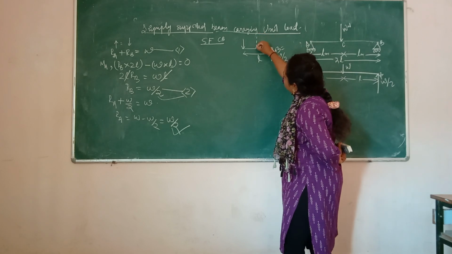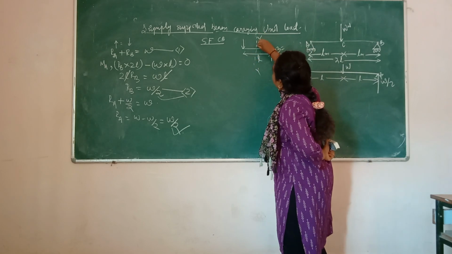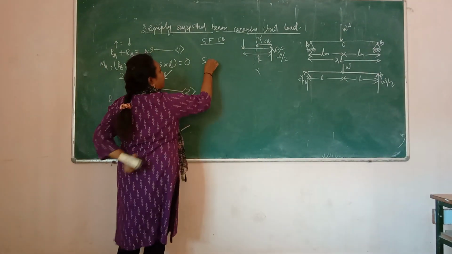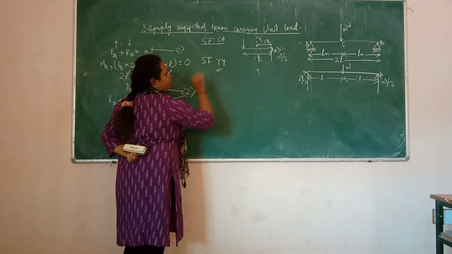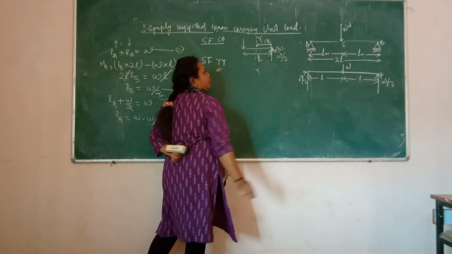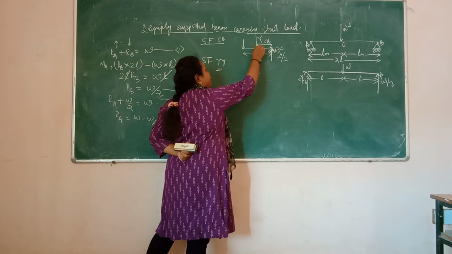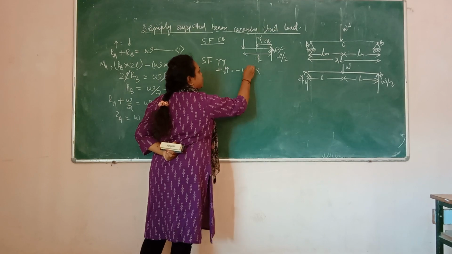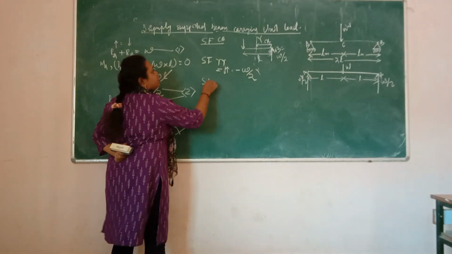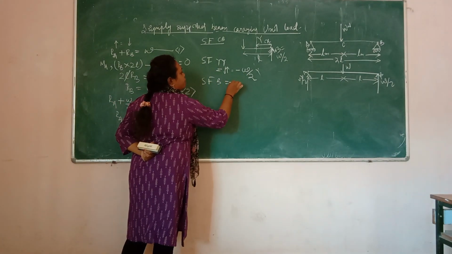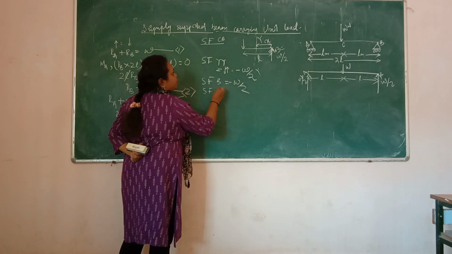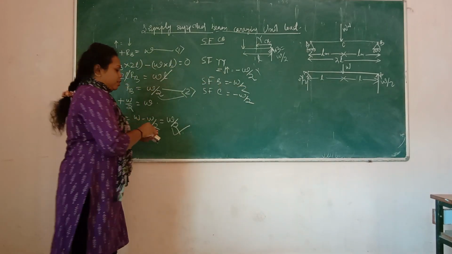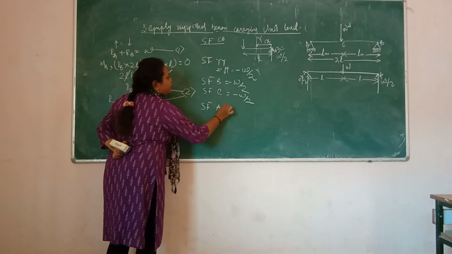Now draw an imaginary line YY which is at a distance x from point B. So for shear force at YY, the force RB is upward. The force which is acting at point YY is downward. So going from downward then upward, this one is negative. So the value is W by 2. So shear force at point B is minus W by 2 and shear force at point C is also minus W by 2.